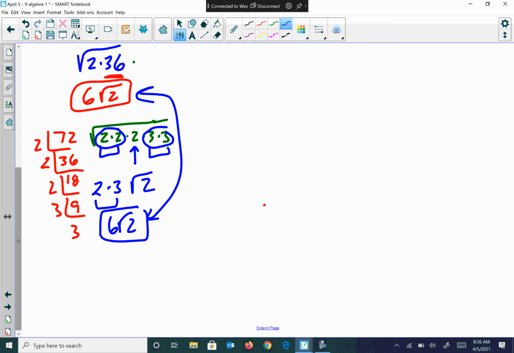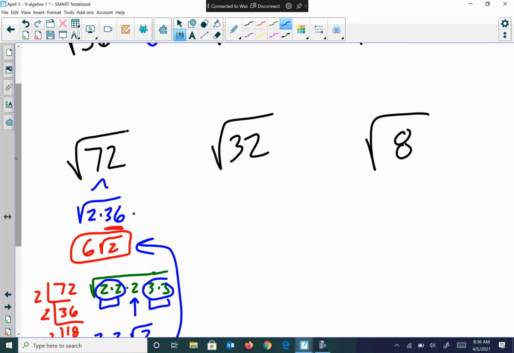Okay, let me go back up. So, root 32. 16. Ooh! 16 and 2? Now, some of you are going to see that right away. So, let's do it this way first. 16 and 32. 2 times 16. Square root of 16 is? 4. So, I get 4 root 2.